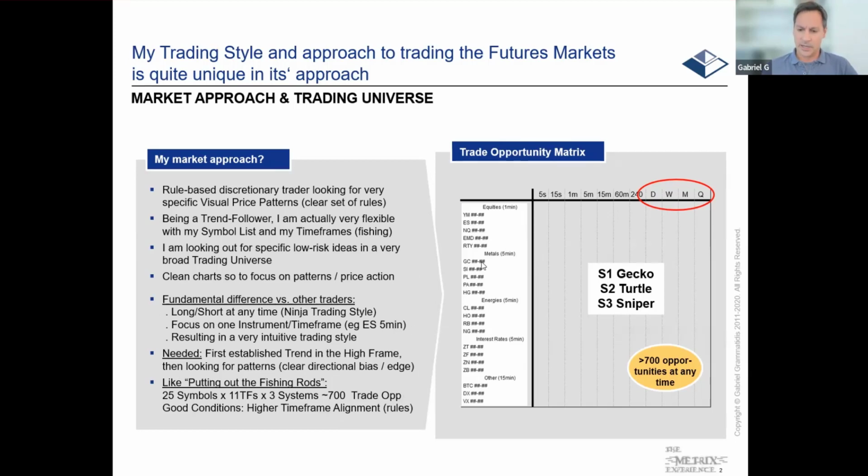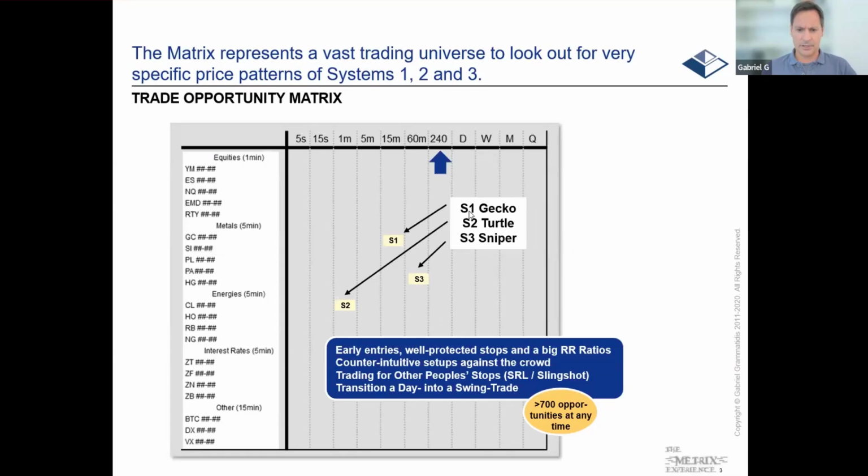So how could that look? Well, it could look like, for example, that there's a system 1 pattern in gold on the 15-minute chart long. At the same time, we've got a crude oil pattern, system 2 short on a 1-minute chart, and we might have, in the copper future HG, an S3 sniper pattern long on a 60-minute chart. So this is basically how our trading approach looks.